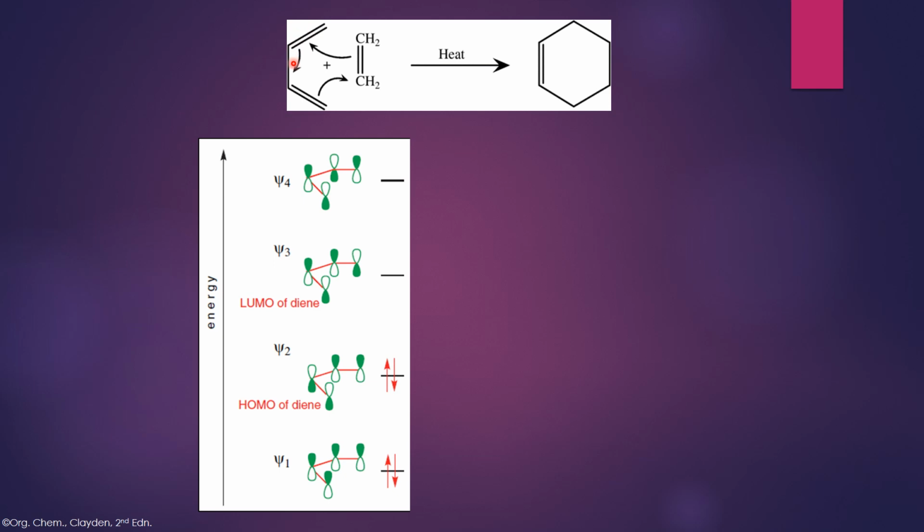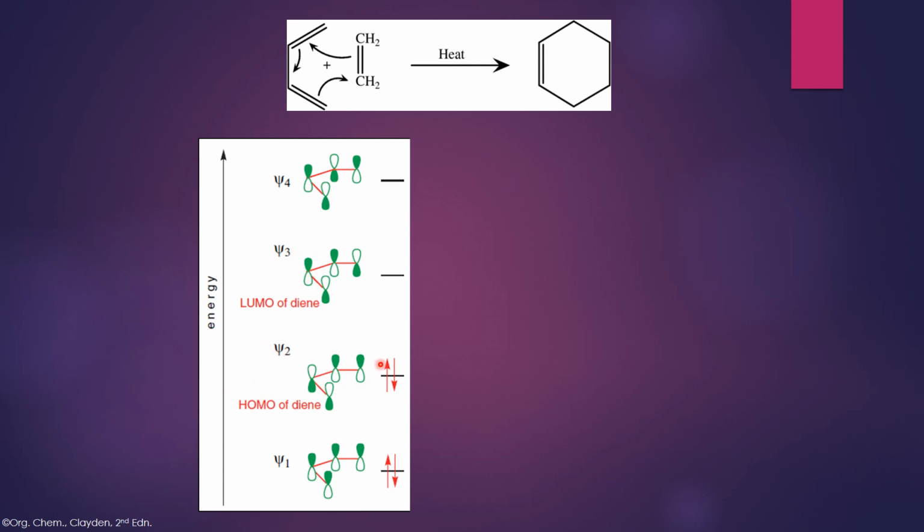These 4 p atomic orbitals combine to get 4 molecular orbitals. As per molecular orbital theory, the number of atomic orbitals equals the number of molecular orbitals. The molecular orbitals are psi1, psi2, psi3 and psi4, arranged according to increasing energy, with psi1 the lowest. There are 4 pi electrons, and each molecular orbital accommodates only 2 electrons, so 2 electrons enter psi1 and the remaining 2 enter psi2. Hence the HOMO of the diene is psi2 and the LUMO of the diene is psi3.